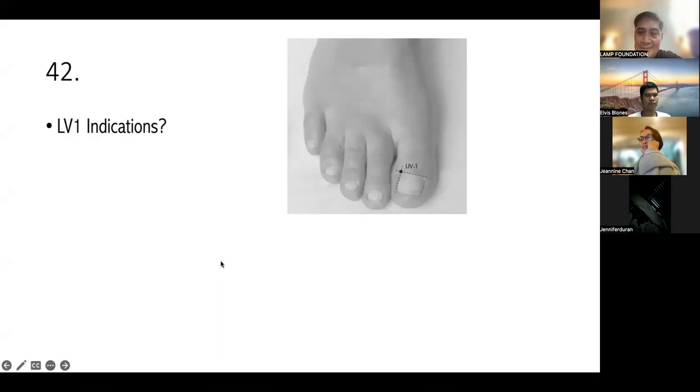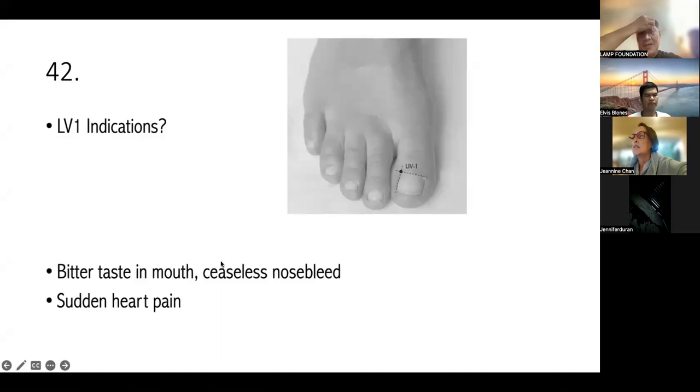Liver 1 indication, Doc, is good for hernia. Bitter taste in the mouth. Sudden heart pain. Yes. Okay. Earlier, di ba we mentioned about spleen 1? Spleen 1 is for those who have cravings sa sweets. Liver 1 for those who crave fatty food. Okay? So yon. But again, it's going to be painful, especially if awake yung pasyente. So look for liver 1 on the ear. Okay?